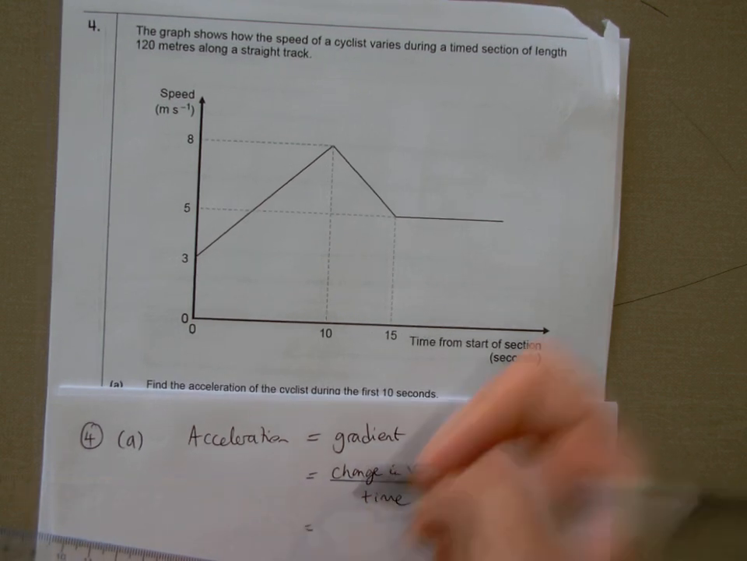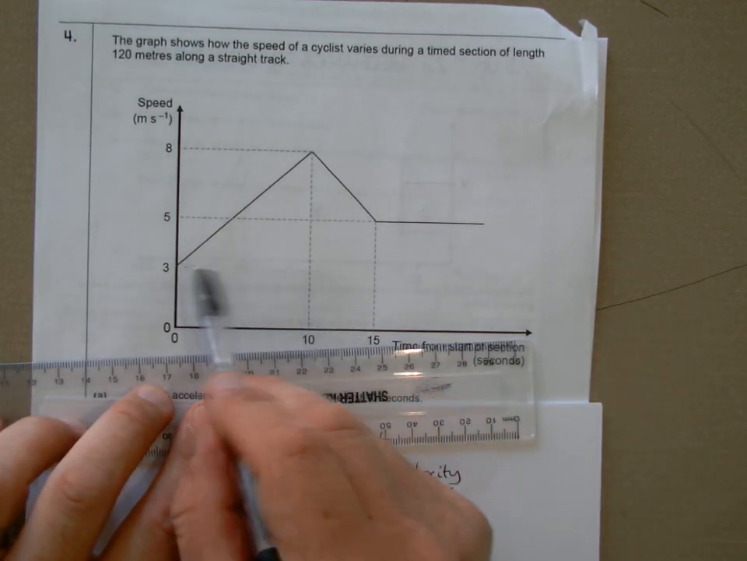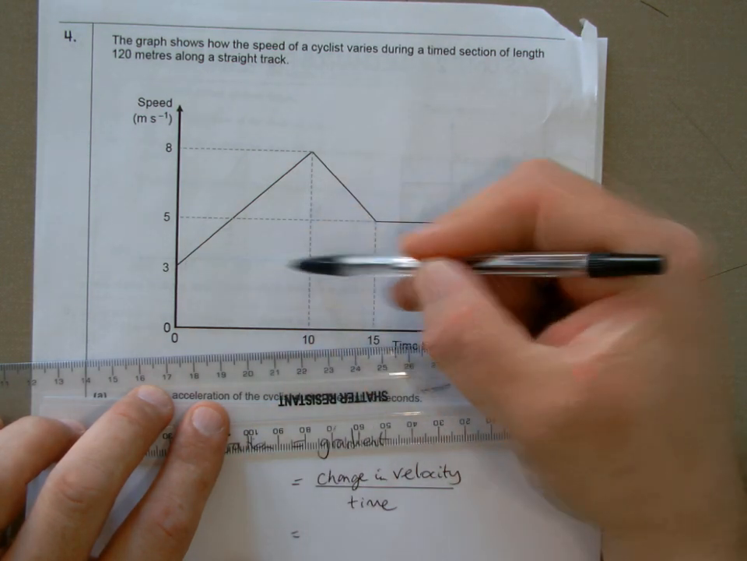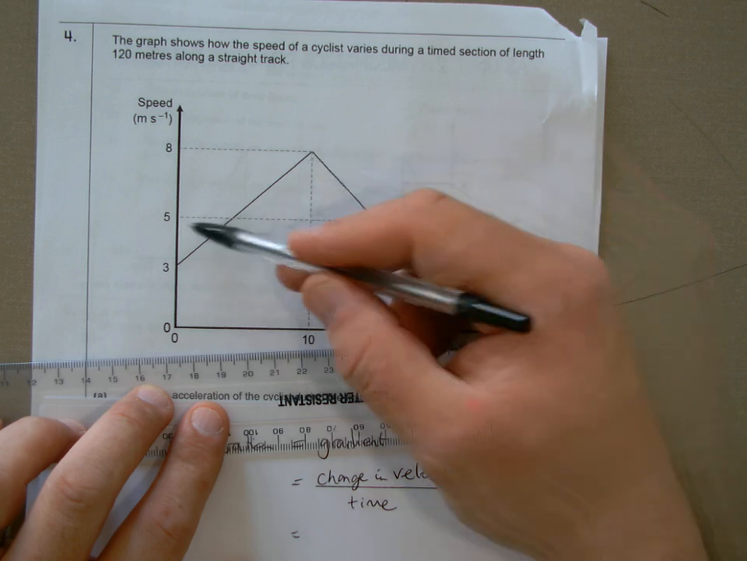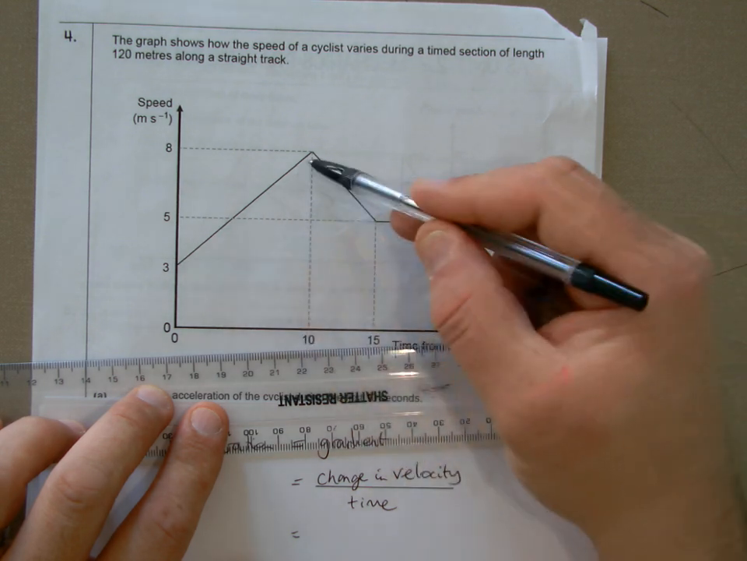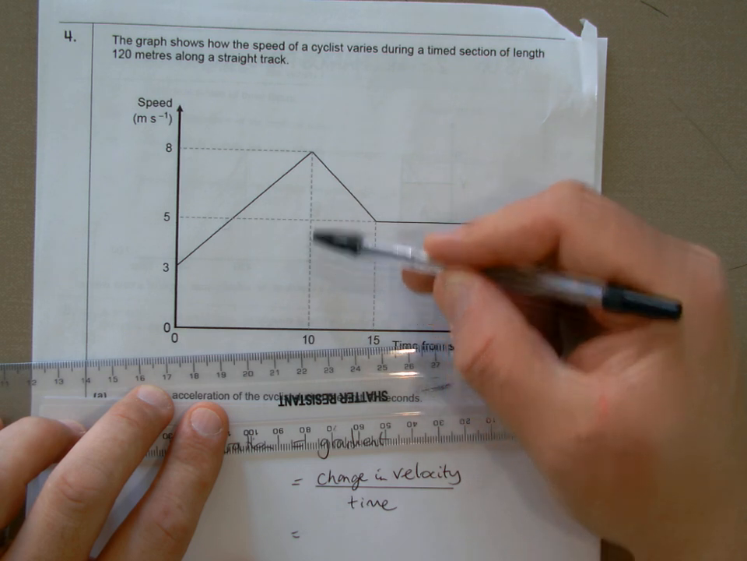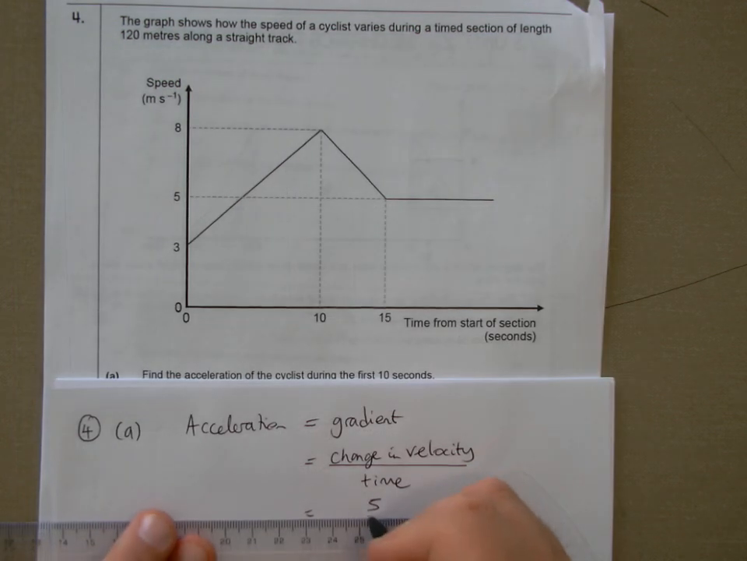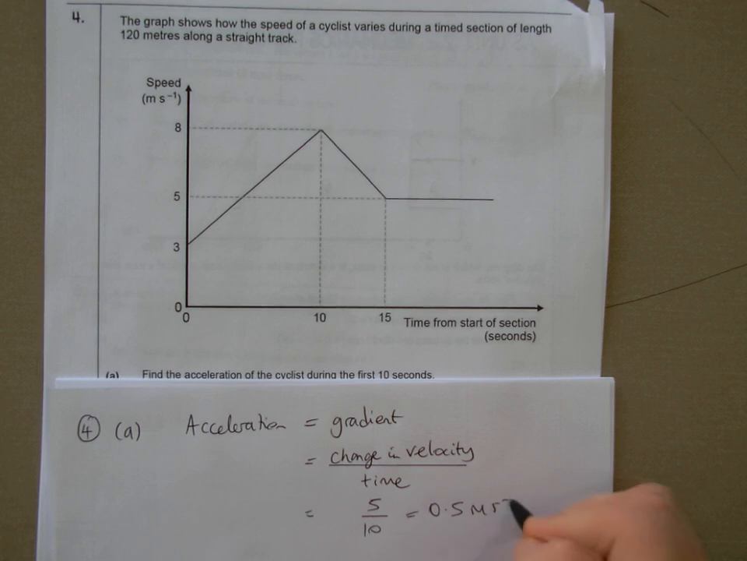If we look at forming a triangle here, we can see it without even drawing it. The change in time would be 10 seconds, and the change in velocity was going from 3 to 8. Ignore that 5 there, because that 5 relates to the speed that it settles at. So just look at that long line there. Change in time is 10 seconds, change in speed is 5. So 5 divided by 10 is 0.5 meters per second squared.